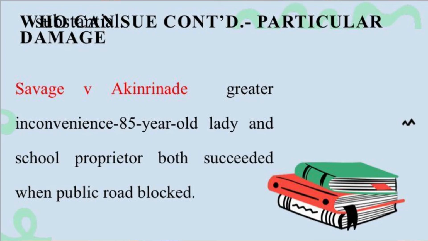Particular damage could be financial damage, it could be loss of business or profits, damage to property, something that is different from what others have suffered. In the case of Savage that I mentioned earlier, it's interesting in the sense that even though there was a blockade of the road, the court held that the parties that brought the action had suffered particular damage. One was an 85-year-old woman who was not able to access her house and had to go through a very long route to be able to get to her property.